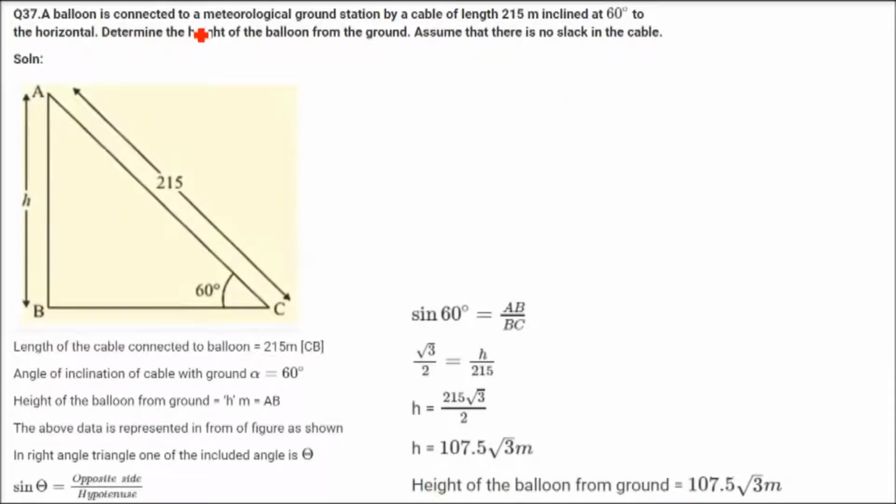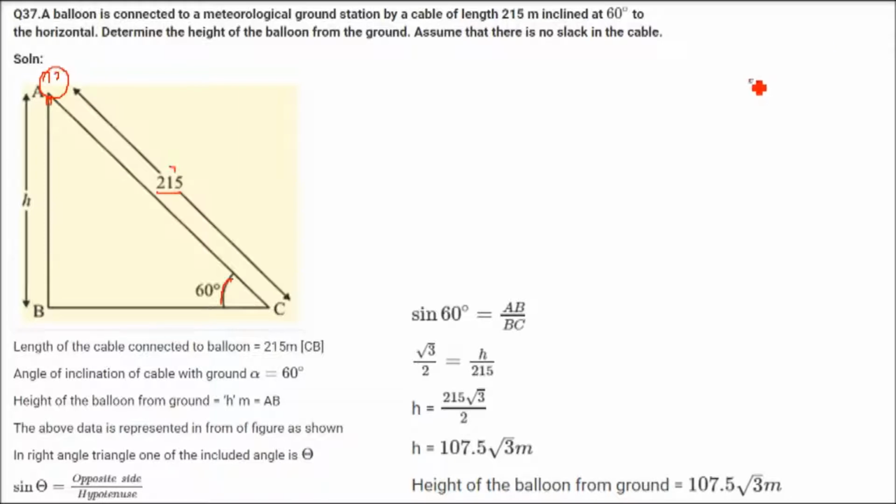So here we have a balloon which is connected to a meteorological ground station. So here is a balloon. It is connected to the meteorological ground station by a cable of length 215 meter, but it is inclined at 60 degree to the horizontal. We have to determine the height of the balloon from the ground. So from the ground the height is like this. So this is the height we have to find.